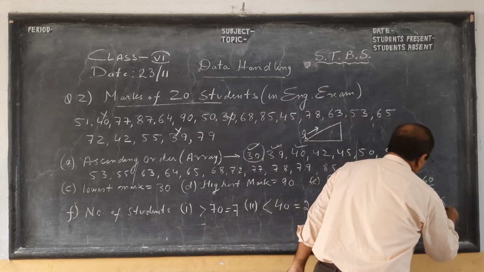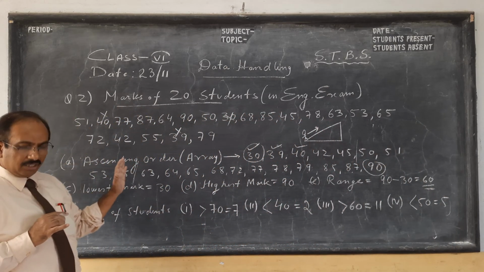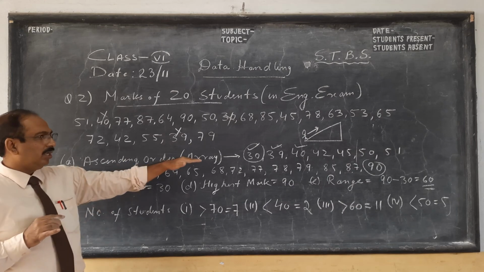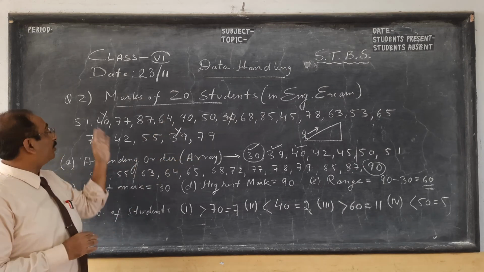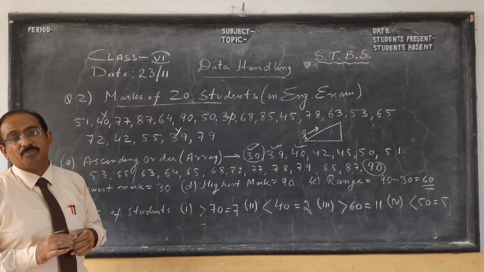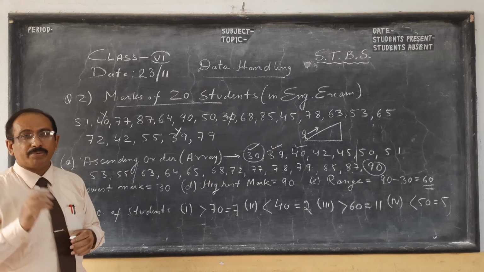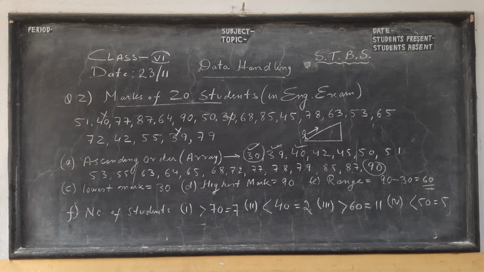Okay, so now once you arrange the data in ascending or descending order, what we call array, the data becomes more meaningful. And in my example 4, I taught you how we make tally mark, which also makes it more meaningful and we can interpret the result more nicely. So kindly pause the video and copy.